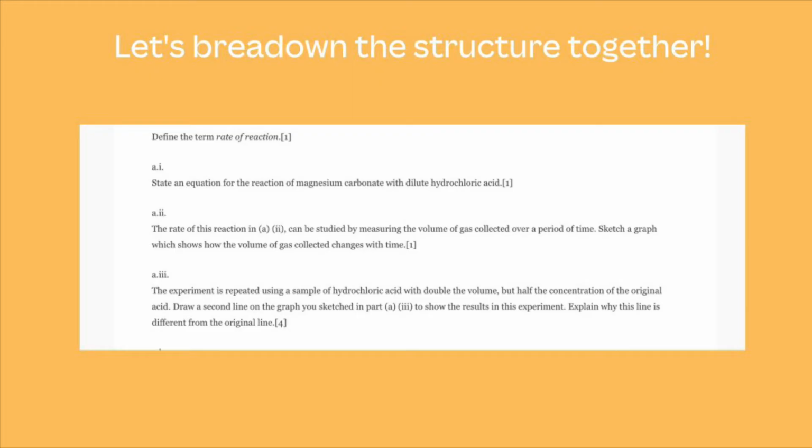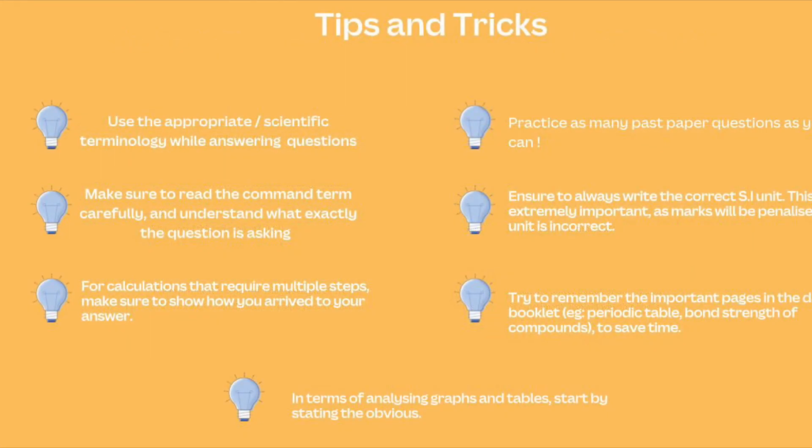Another important aspect that you can expect in the paper are database questions and analyzing graphs and tables of information. Now this question tests your knowledge on rate of reactions, but what you'll see in paper 2 is that there'll be various questions based on all of the units that you have studied, and some of the questions will have overlap of the units as well. Here are some tips and tricks that we at IBSpectrum have for you to ace your chemistry paper 2.